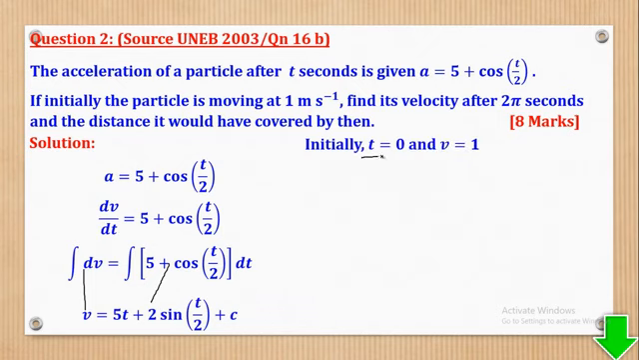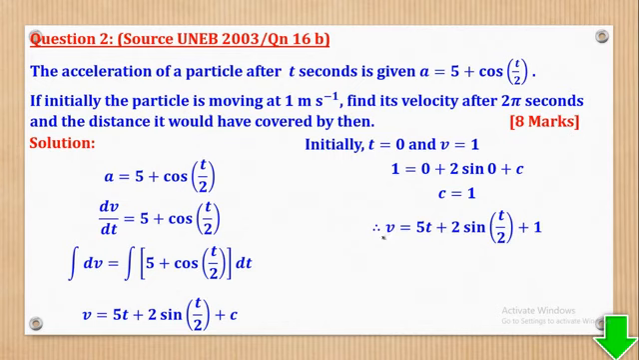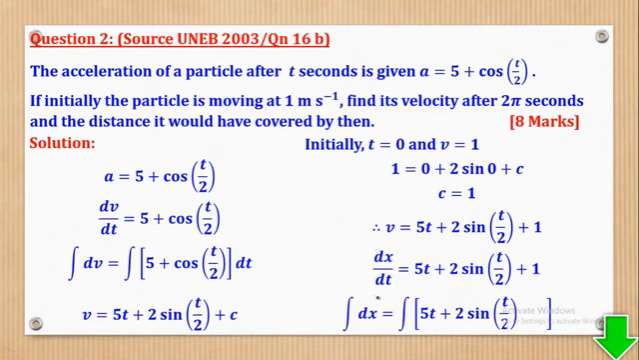So initially t is equal to 0 and v is equal to 1. So I'll substitute for t and for v to come up with that, and the value of c will be equal to 1. Therefore v is equal to that. But we know that v is equal to dx/dt, so where there is v, I'll put there dx/dt. And still it's a separable differential equation, so I'll separate and put integrals on both sides.